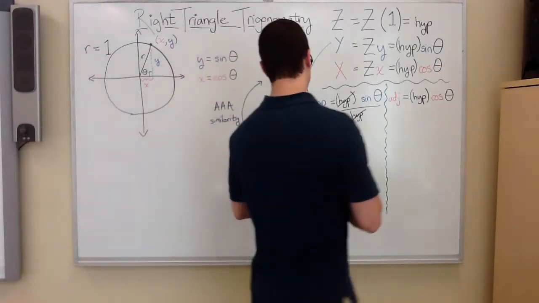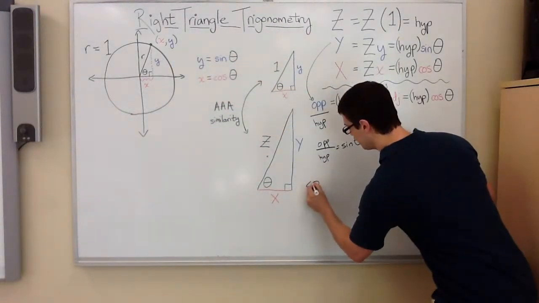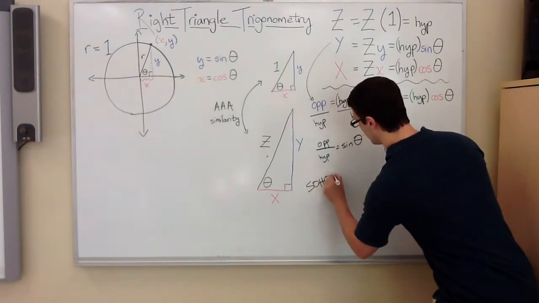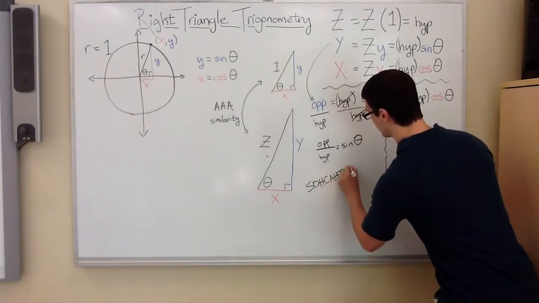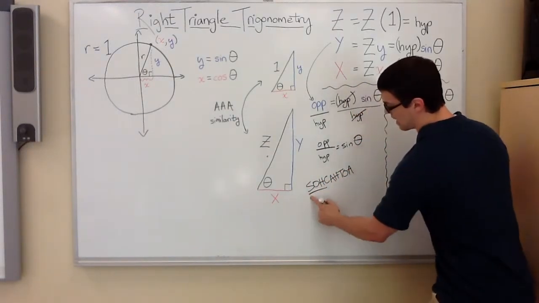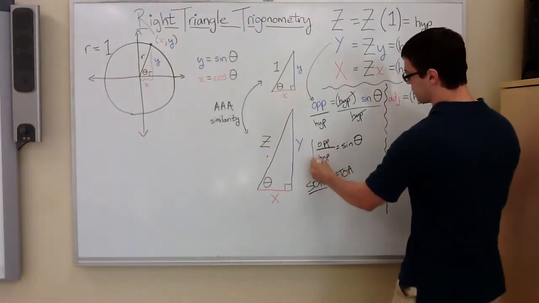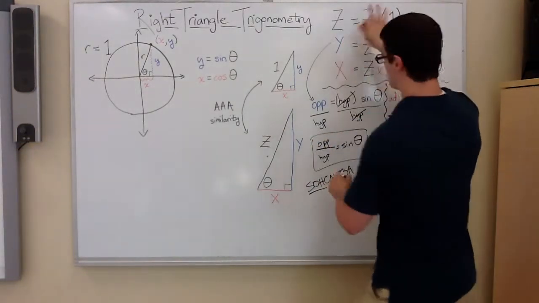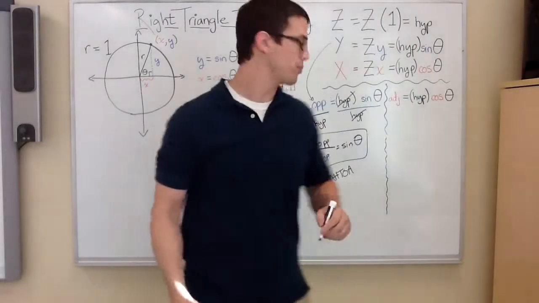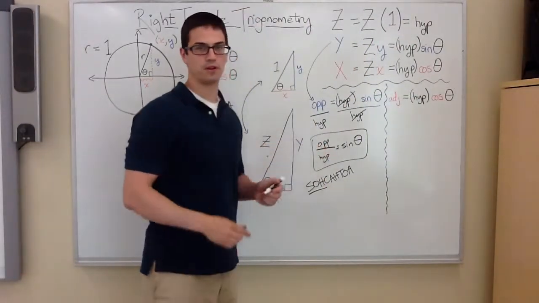If you remember that whole acronym SOHCAHTOA, that helps you remember all the trig functions. Sine is opposite over hypotenuse. And that's where this comes from. All this stuff that we went over right here, that's basically the proof for sine theta equals opposite over hypotenuse.